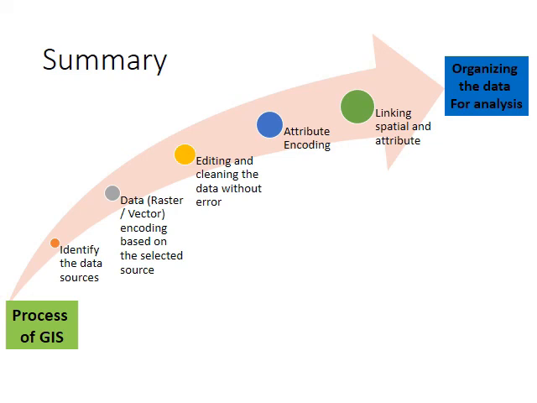So in summary, the process of GIS includes identifying the data sources. It may be from different sources. Find out which source is appropriate for analysis and pick whether it is a raster or vector format, and choose the encoding methods accordingly, and edit and clean the data without any error, and then enter the attribute information and link the spatial and attribute information. Once all these things are done properly, all the organized data is available for your further analysis. So this is all about the data encoding methods.